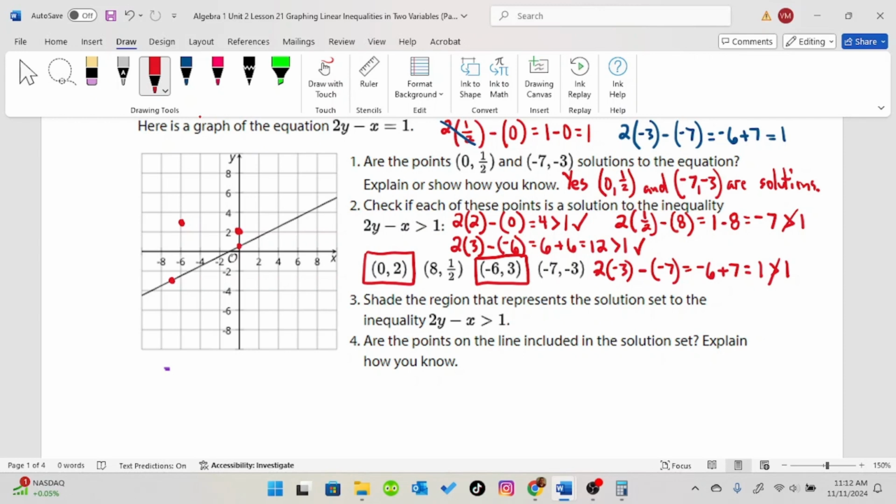Number 3 says shade the region that represents the solution set to the inequality 2y minus x is greater than 1. Well, we can see that the points that worked were 2 points above the line. That means the entire area above the line is going to be solutions to the inequality.